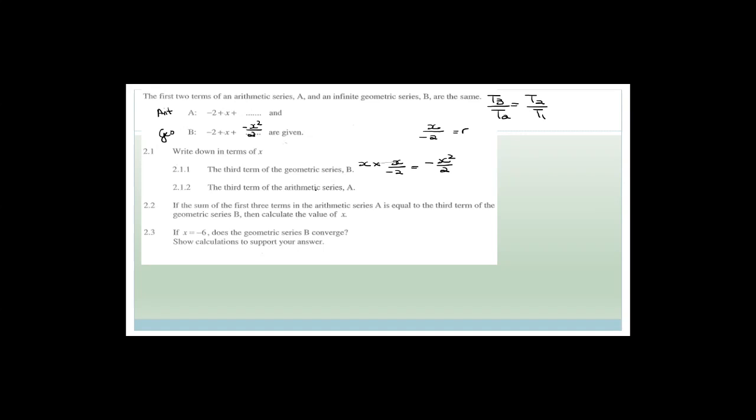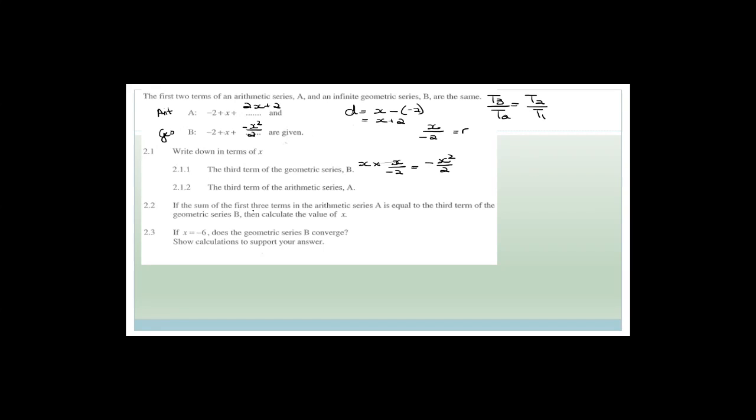The third term of the arithmetic series is very easy because the common difference is going to be x minus minus 2, which becomes x plus 2. So when we add that to the second term, we end up with 2x plus 2.